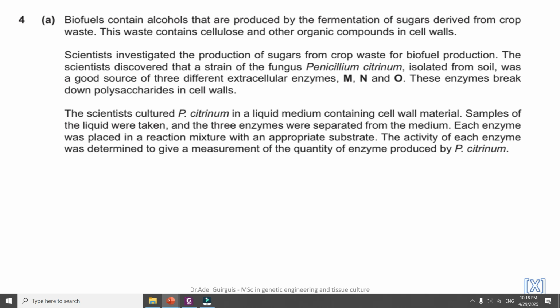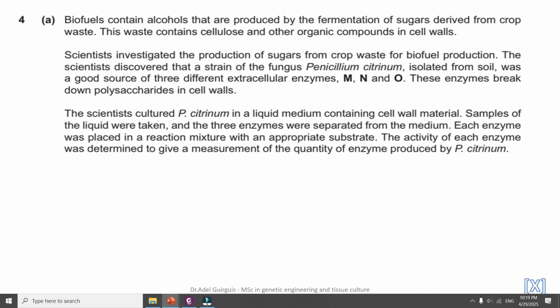Question number 4. Biofuels contain alcohols that are produced by the fermentation of sugars derived from crop waste. This waste contains cellulose and other organic compounds in cell walls. Scientists investigated the production of sugars from crop waste for biofuel production. The scientists discovered that a strain of the fungus Penicillium citrinum, isolated from soil, was a good source of 3 different extracellular enzymes, M, N, and O.